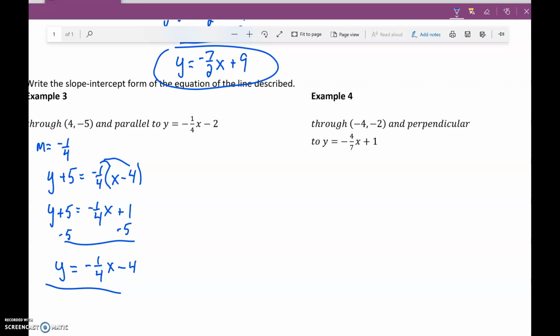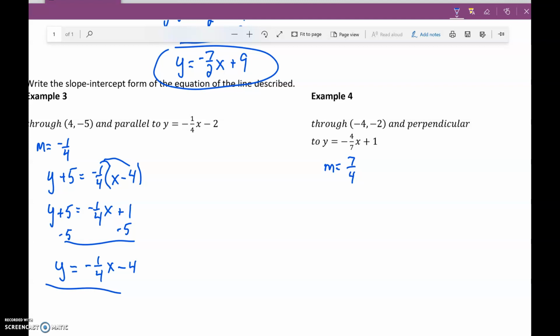All right, last one, perpendicular lines. So perpendicular, remember, intersect each other at 90-degree angles. So one thing we know about perpendicular slopes is they are opposite reciprocals. So if I want to create a line that goes through this point and is perpendicular to this line, we need to find out the opposite reciprocal of this slope. Opposite is going to be positive. And then the reciprocal of our fraction here is 7/4. So the opposite reciprocal would be positive 7/4.